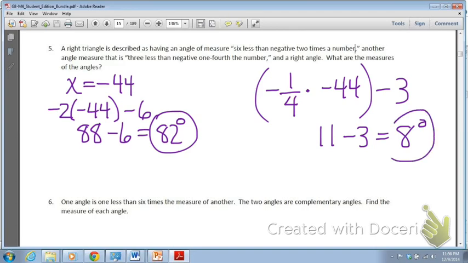And here's my double check. 82 plus 8 is equal to 90. And that was what we did. We said that those two angles would add up to 90. So the angles are 82 degrees and 8 degrees. All right, that was a fairly complicated example. Don't get too worried. Your problem set doesn't have any that are quite that crazy.